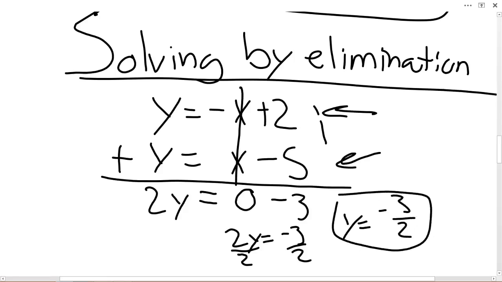Okay? And then this step is exactly the same thing we've been doing in substitution. Since we know y, and y has to be the same value for both of these equations, and x has to be the same value for both of these equations, let's just plug y into one of the equations and solve for x. It doesn't matter. We could use the first equation or the second equation. Doesn't matter which equation we use.